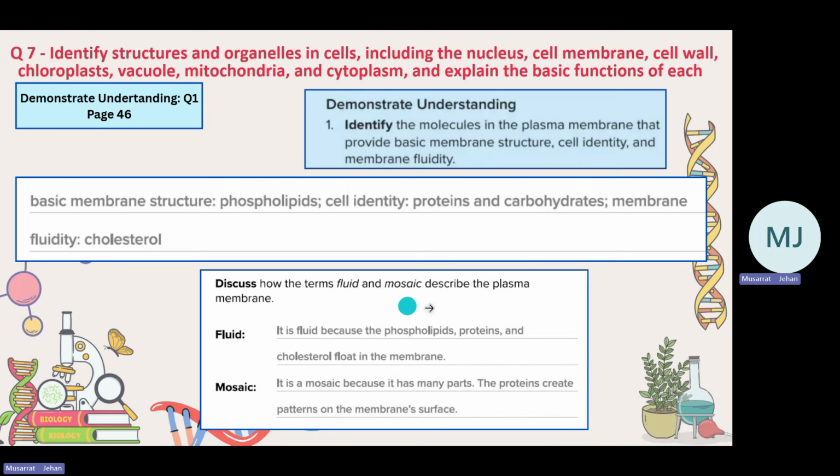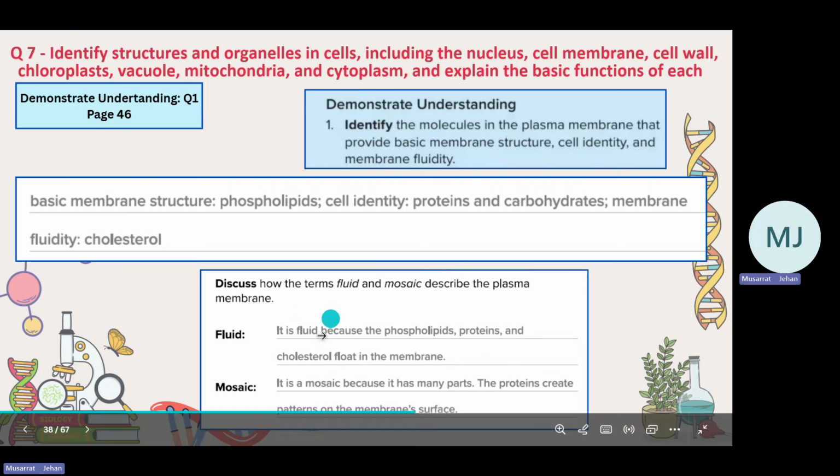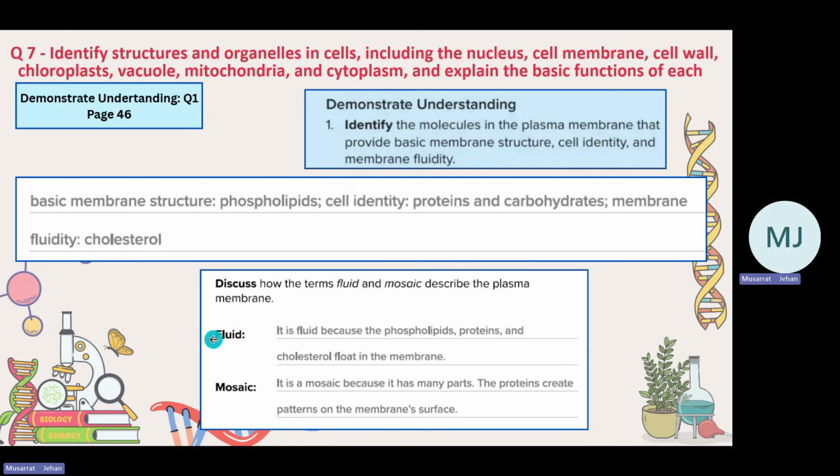How do the terms fluid and mosaic describe the plasma membrane? Fluid means that proteins and cholesterol float in the membrane. Mosaic, because it has many parts and it is forming a pattern on the surface of the plasma membrane. That's why it is mosaic.